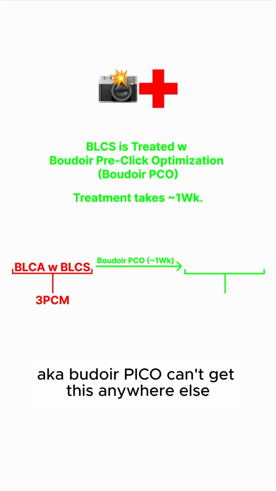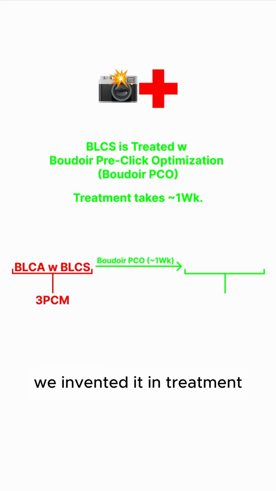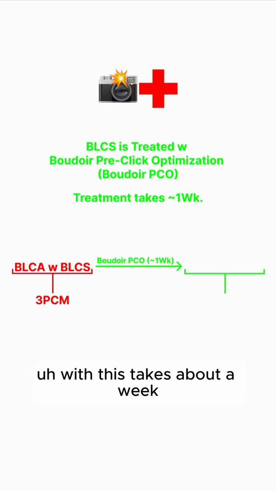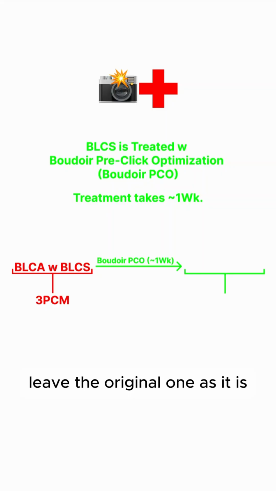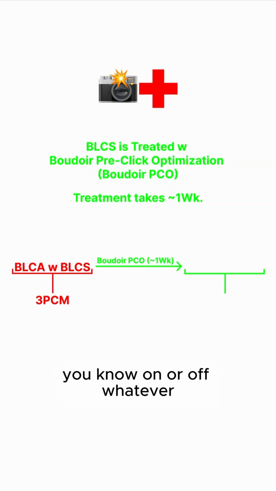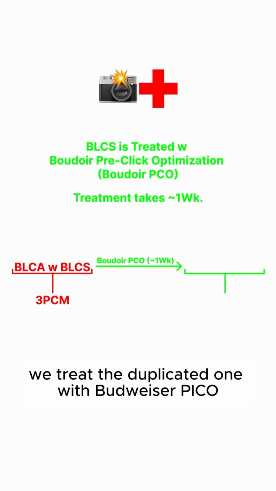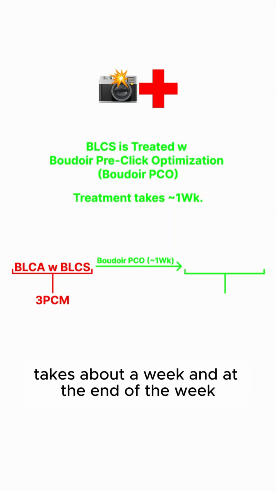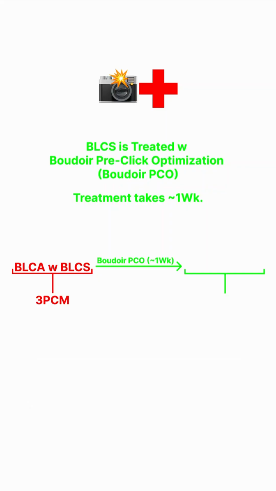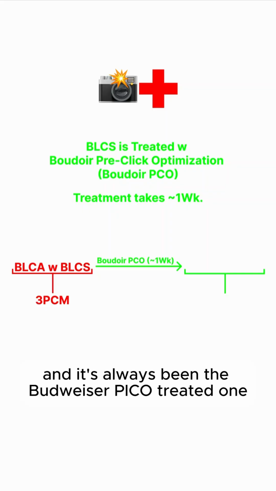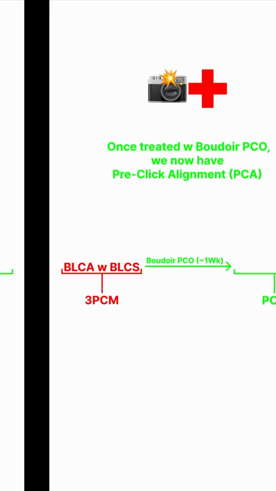Can't get this anywhere else. We invented it. And treatment with this takes about a week. What we do is we duplicate the Boudoir Facebook ad, leave the original one as it is, on or off, whatever. We treat the duplicated one with Boudoir Pico, takes about a week, and at the end of the week, we simply keep whichever one running has the best metrics. And it's always been the Boudoir Pico treated one.